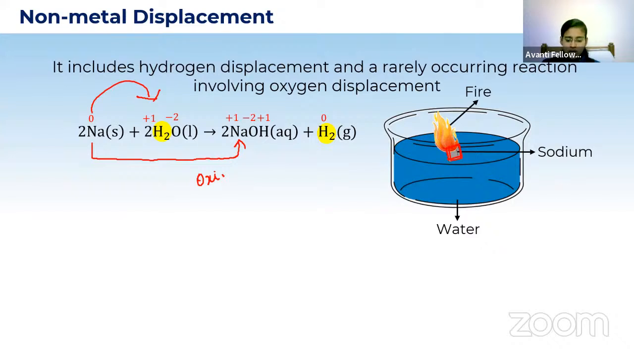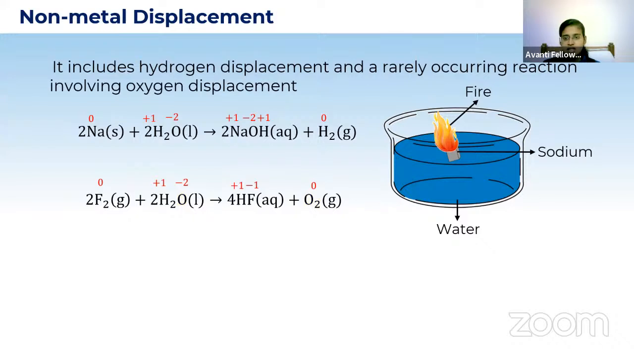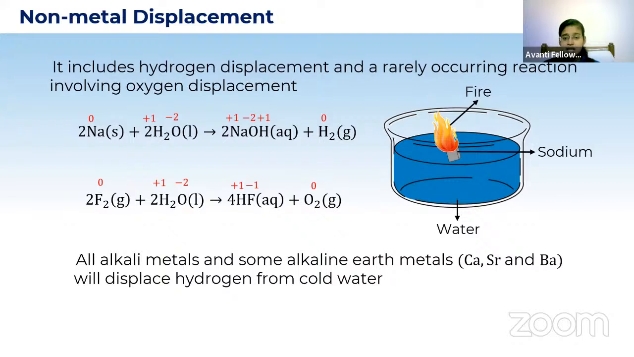Now let's go for one more reaction where F2 is reacting with H2O to form HF and O2. Here also hydrogen is getting displaced by fluorine. Oxygen is going from -2 to 0, which is oxidation, and fluorine is going from 0 to -1, which is reduction. All alkali metals and some alkaline earth metals like calcium, strontium, and barium will displace hydrogen from cold water.